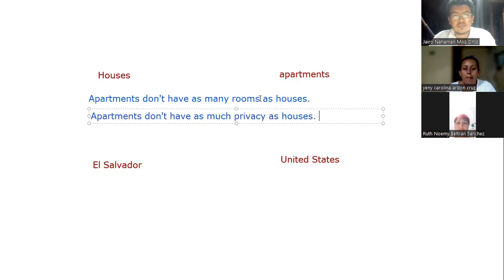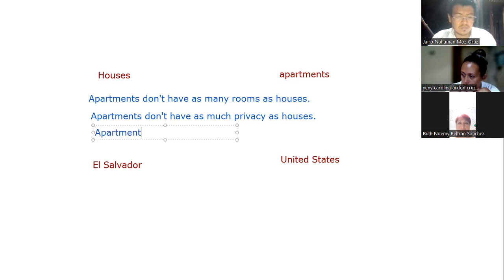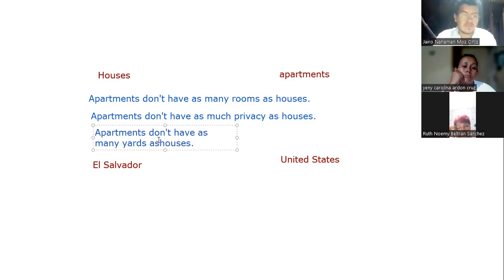So what is the difference? Rooms is a plural noun, privacy is uncount. Any other idea? For example, teacher, apartments don't have as yard as house. Don't have as. Okay, I know your idea. Sure. You make it like this. Apartments don't have as much. As many, yeah. Yards, let's say. Apartments don't have as many yards as houses.